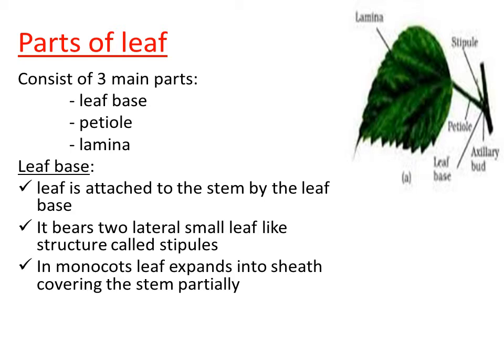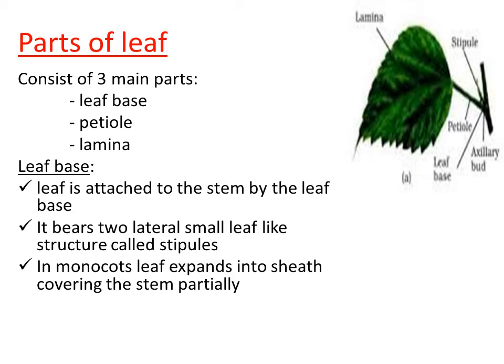So that expanded structure is actually covering the stem partially in some cases. In some cases, the expanded structure completely encloses the stem. So in the monocot leaf, the leaf base is a sheathing leaf base. This you have to remember. The kind of leaf base in the monocot leaf is the sheathing leaf base.